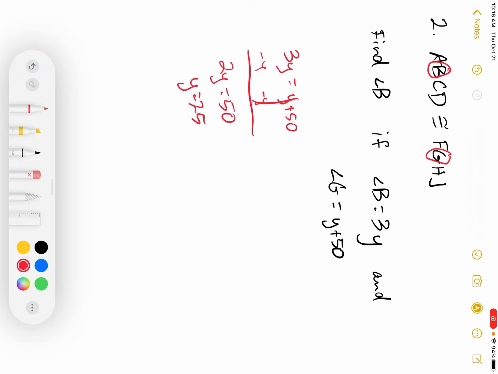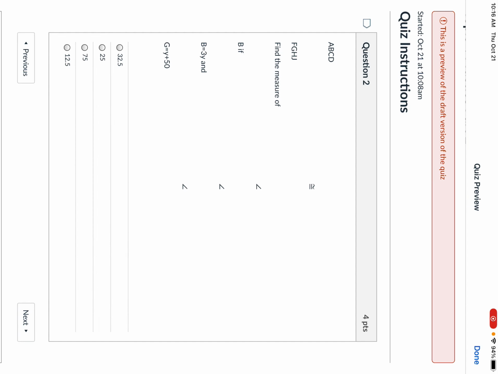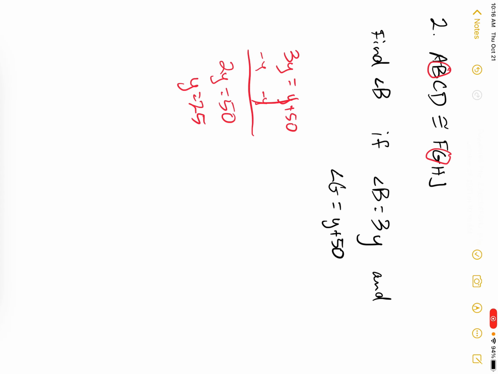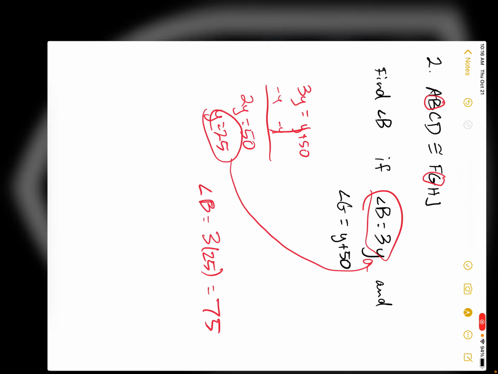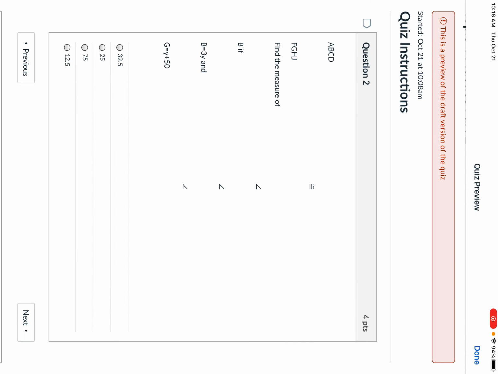Now here's the question. When we're asking this question, does the question care what y is equal to? The answer is no. This question isn't asking about y. This question is asking, what is angle B? Angle B is 3y. We have to take this y equals 25 and plug it in right there. So angle B is going to be 3 times 25, which is 75. And that's the answer we're going to select.